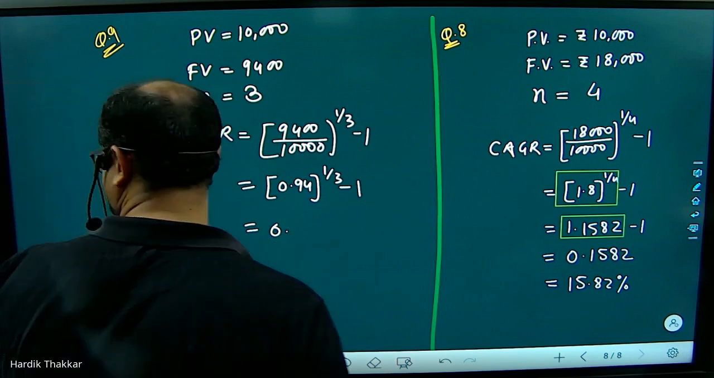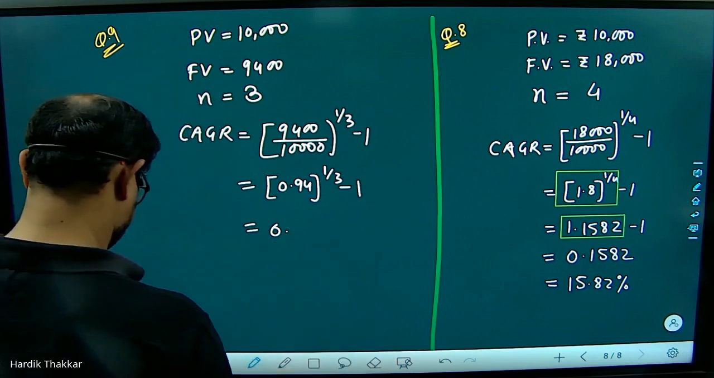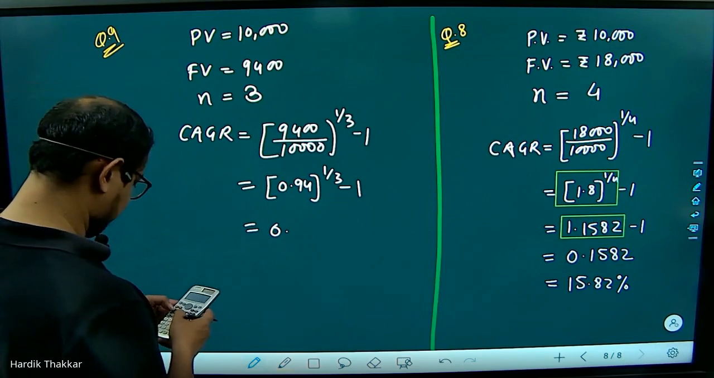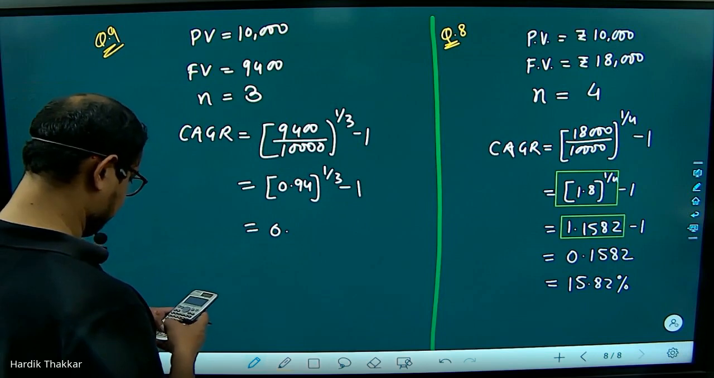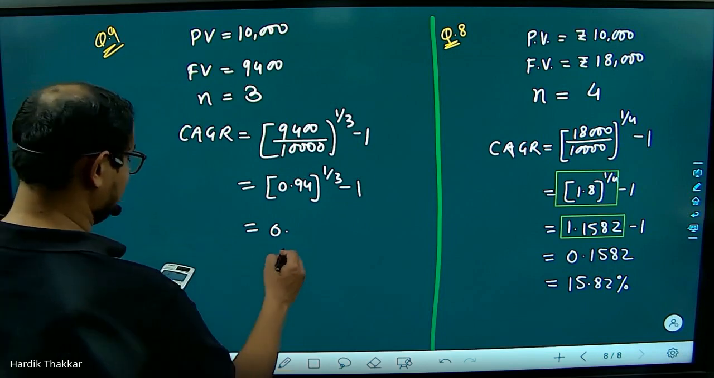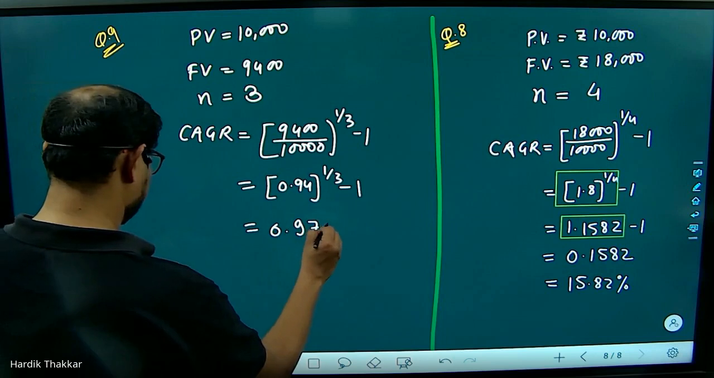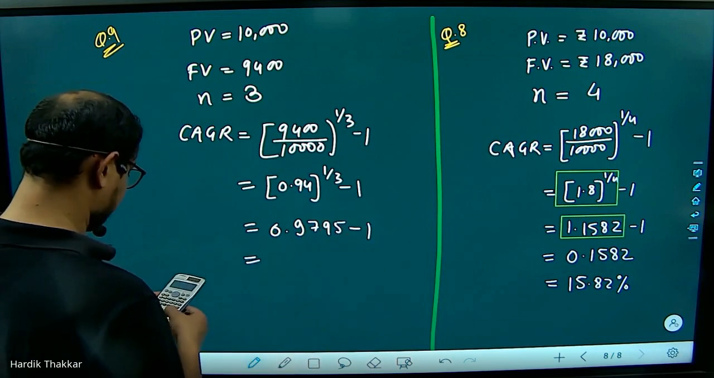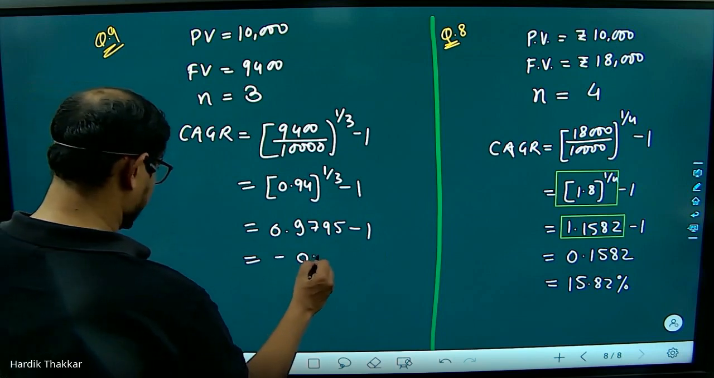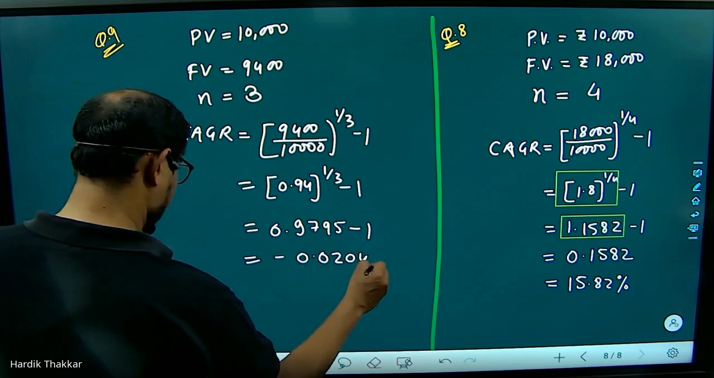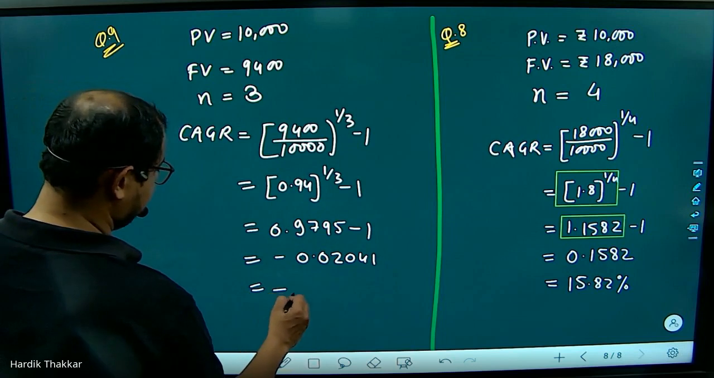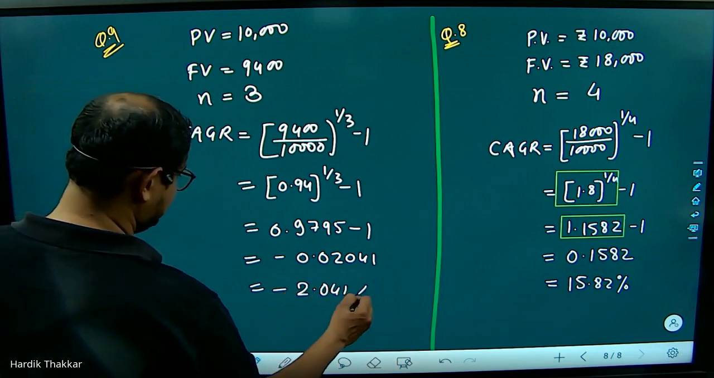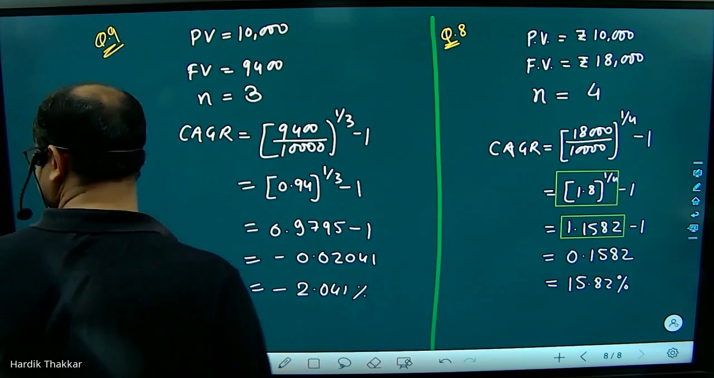क्या आएगा, इसको देखना पड़ेगा कैलकुलेट करके ही। 0.94 टू दी पावर 1/3। नहीं, वो तो माइनस करने के बाद आएगी ना, 0.9795 -1, and when you subtract 1 from this, you will get minus 0.02041. If you write in percentage, minus 2.041 percentage. Okay.